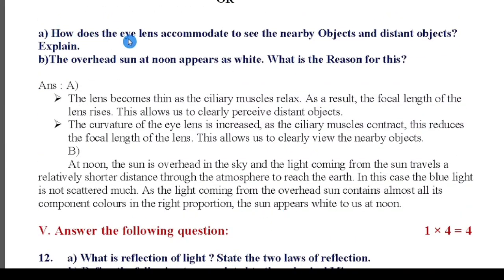ಅದು how does the human eye lens accommodate to see the nearby objects and distant objects? Explain. And the B question: the overhead sun at noon appears white. What is the reason for this? Shall we see the first question?